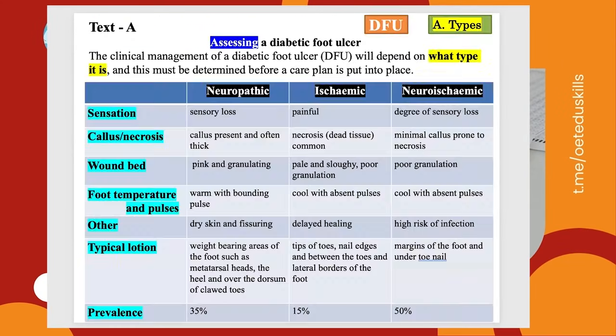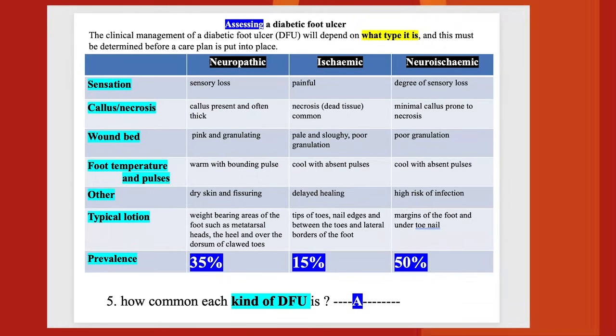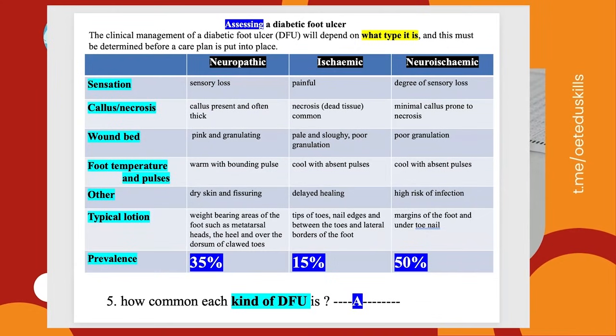Now we will cross-check the answers and find out what they are. Now this is A. Question 5 is here. How common each kind of DFU is? They are asking which text it comes from. This is 35%, the other one is 15%, the other one is 50%. You need not find out the answer there. It's only to match the paragraph.